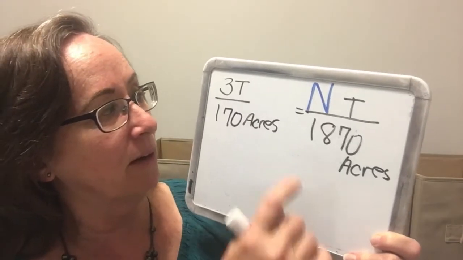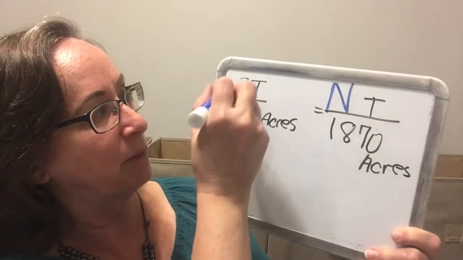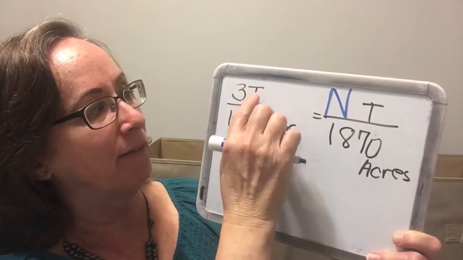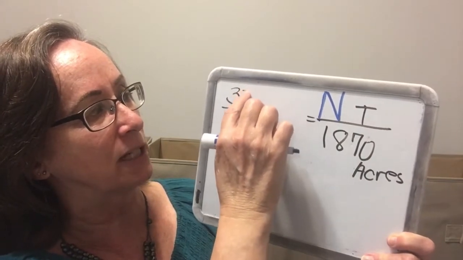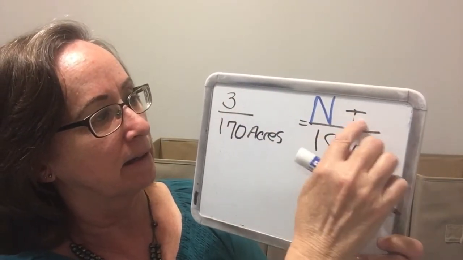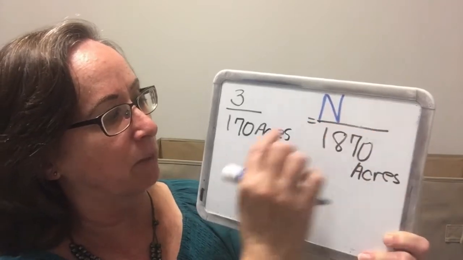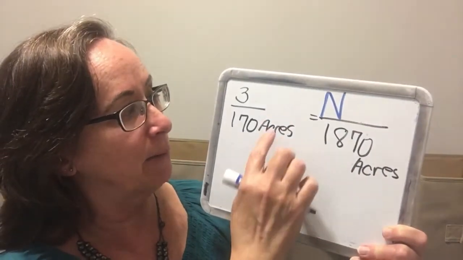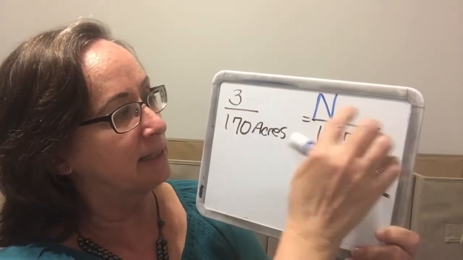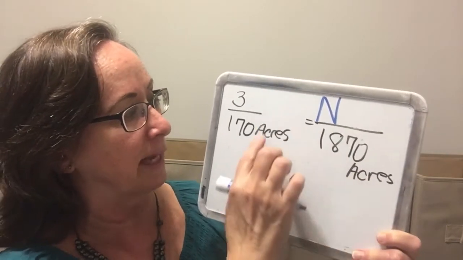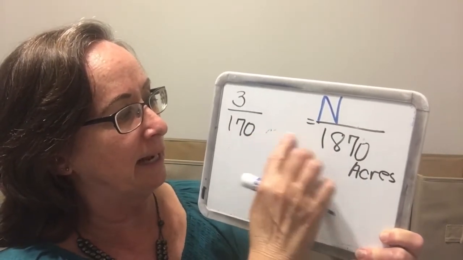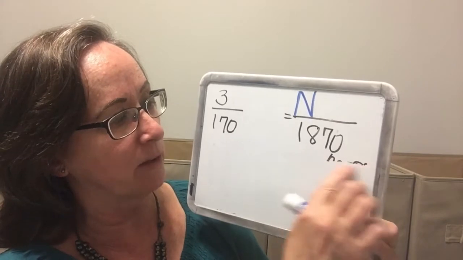And so now I'm going to cross multiply. I'm going to take off the T because that just stands for tons. So we'll take that off, just like we're going to take off the acres. But we always want to make sure that we have tons with tons and acres with acres. So now I don't need to worry about the acres anymore. It's in the right place.